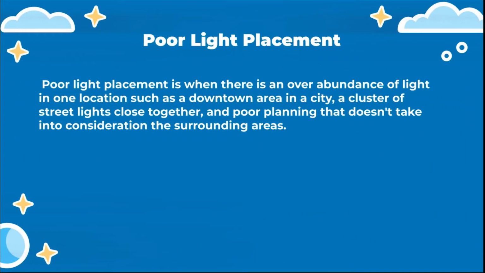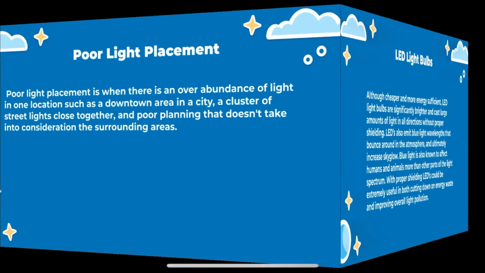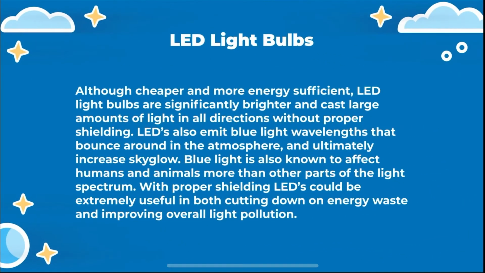Poor light placement. Poor light placement is when there is an overabundance of light in one location, such as a downtown area in a city, a cluster of streetlights close together, and poor planning that doesn't take into consideration the surrounding areas.